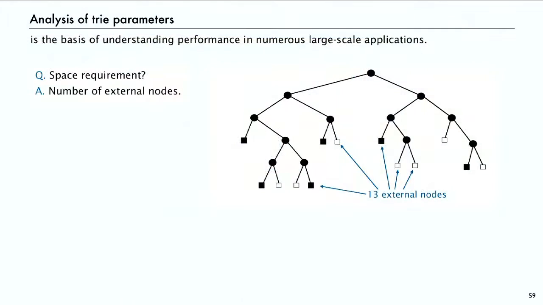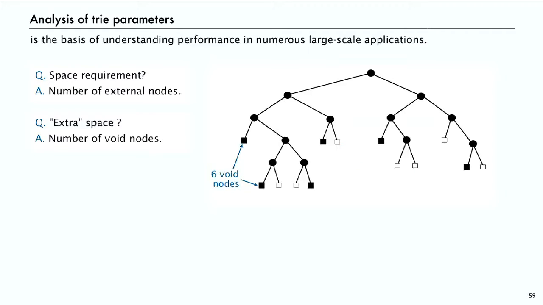Well, it's the total number of external nodes. And then if you have the number of strings you're representing, then you can figure out the number of extra nodes. That's the number of void nodes, which is really the extra space that you're using.